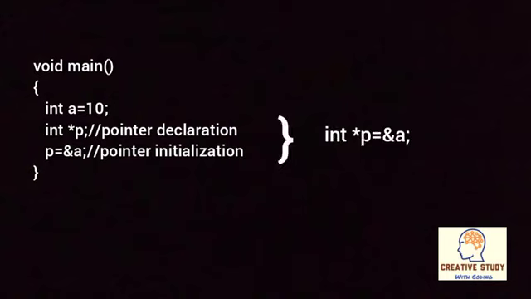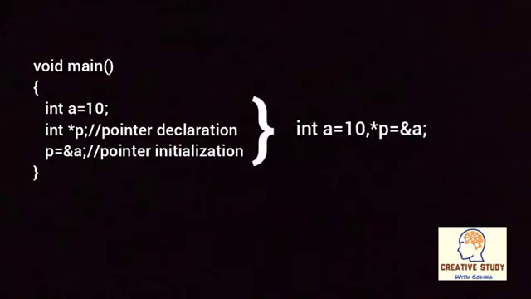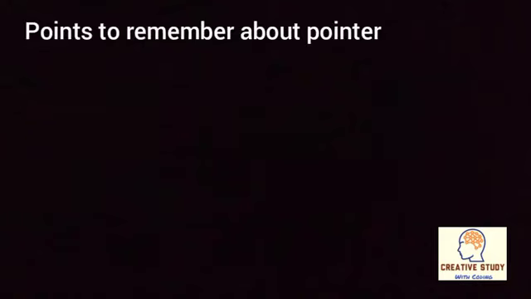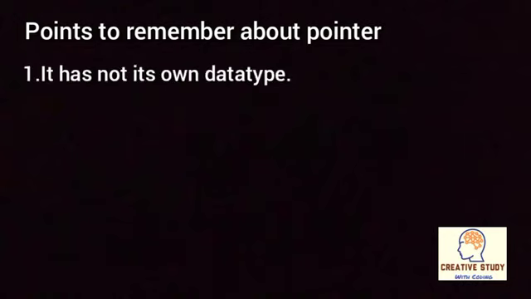Both of these steps can be combined into one, or the above three of them can be combined into one single statement. Thus here we can see that pointer p is holding the address of a variable a, so it is now pointing to that variable. There are some points to remember about pointers. It has no data type of its own, and its type depends on the variable that it points to.